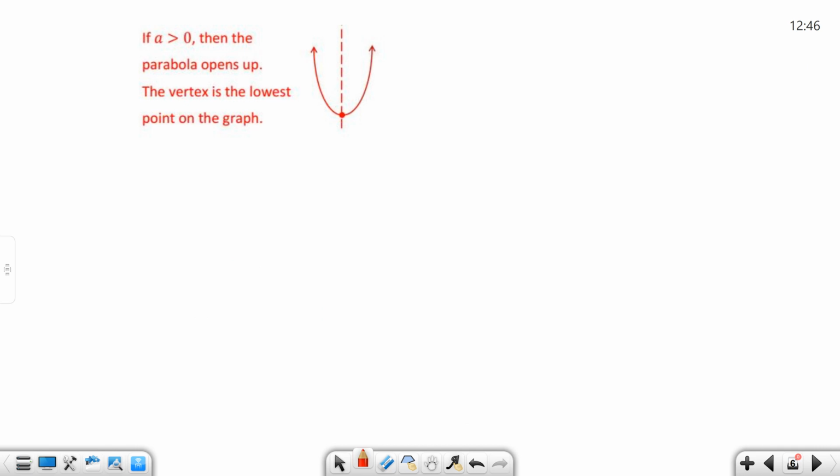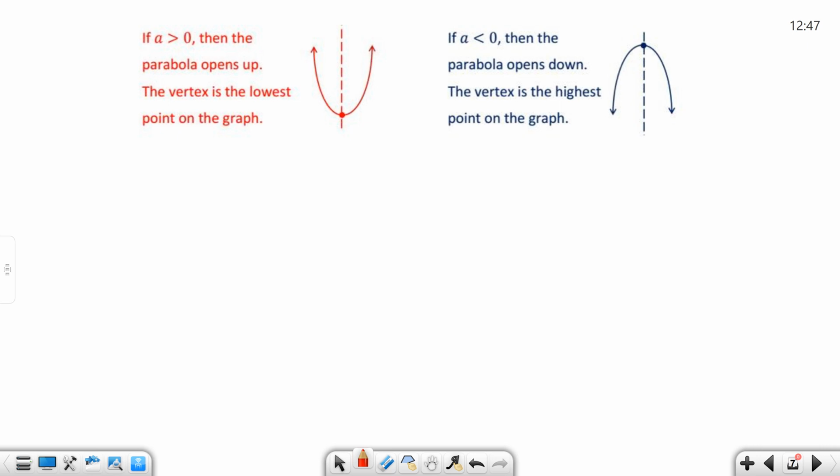If it opens up, the vertex is the lowest point on the graph, so we have something that looks like this. I don't have it on a grid here, I just have the basic shape. You know, it's smiling at us. This is the lowest point, and there's the axis of symmetry right there. Okay? So what if a is less than 0? That means negative, right? This is positive. This is negative. Okay? Negative a and positive a. All right. So if a is less than 0, then the parabola opens down.